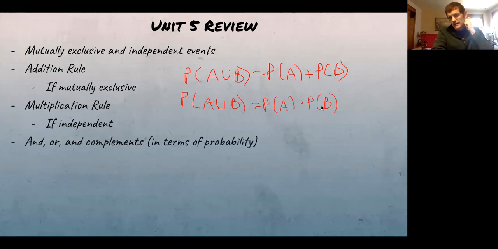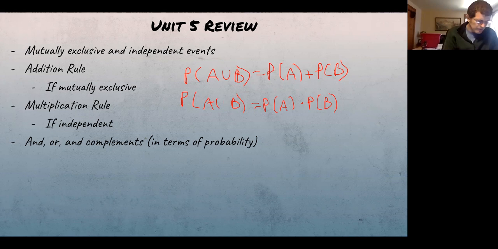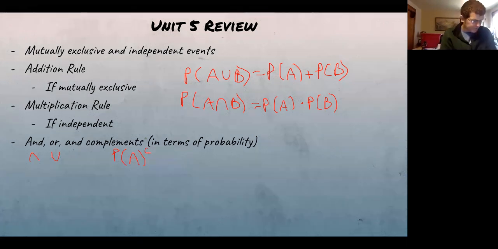All right. And this is where we need to remember the and, the or, and the complements. I said and accidentally wrote or. This is probably A and B. So we have and, which looks like that, or, which is the U. You can think of a union. And then complement would be like the probability of A complement, and that's going to be just 1 minus whatever the probability is.